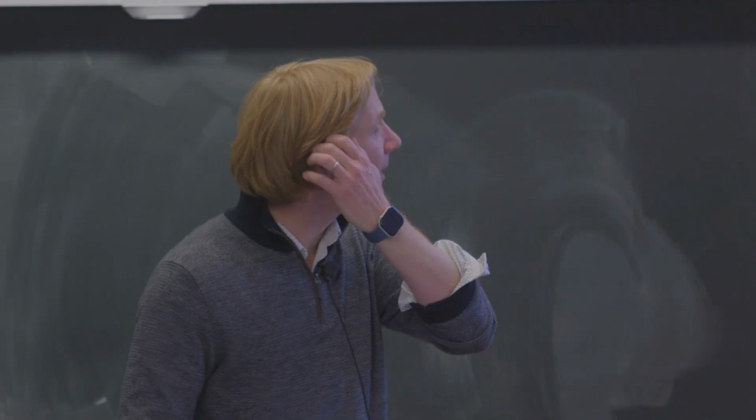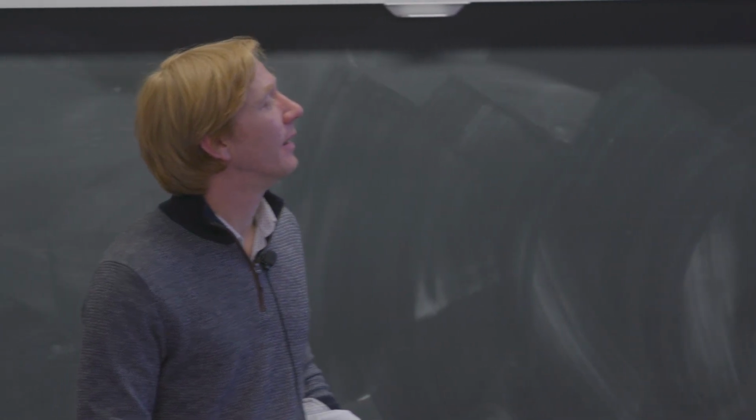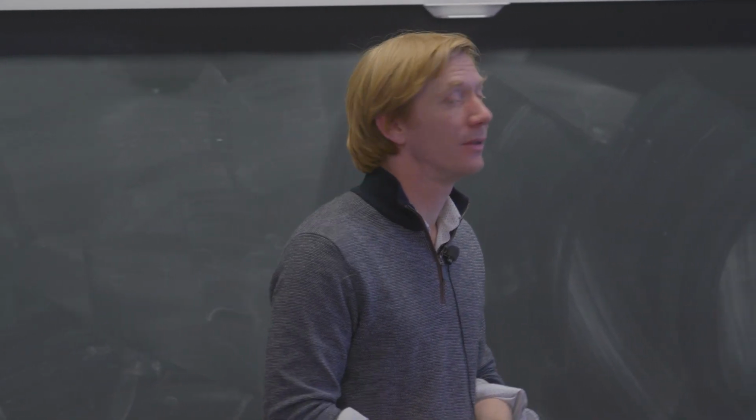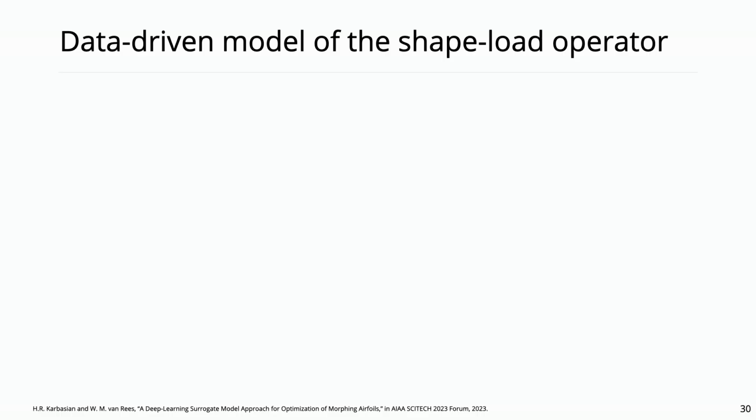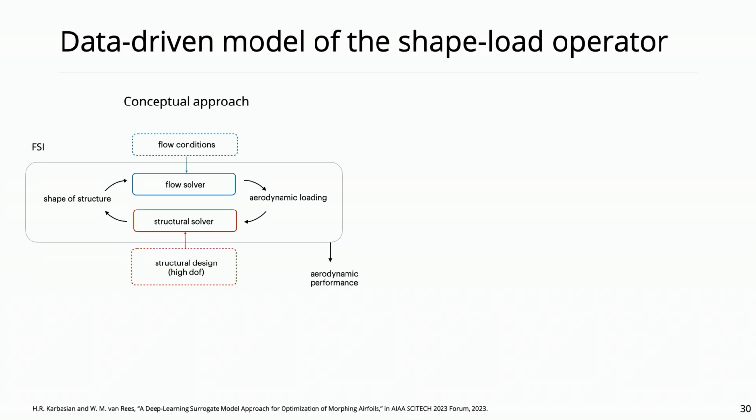So what we've been exploring, starting with a conference paper a couple of years ago, was to derive a surrogate model that can approximate the shape-load operator. What I mean is that if I have the FSI problem sketched out in several steps, we would have a structural solver that determines the shape of the structure, and the flow solver determines the loading on the surface, and that feeds back into the structural solver.